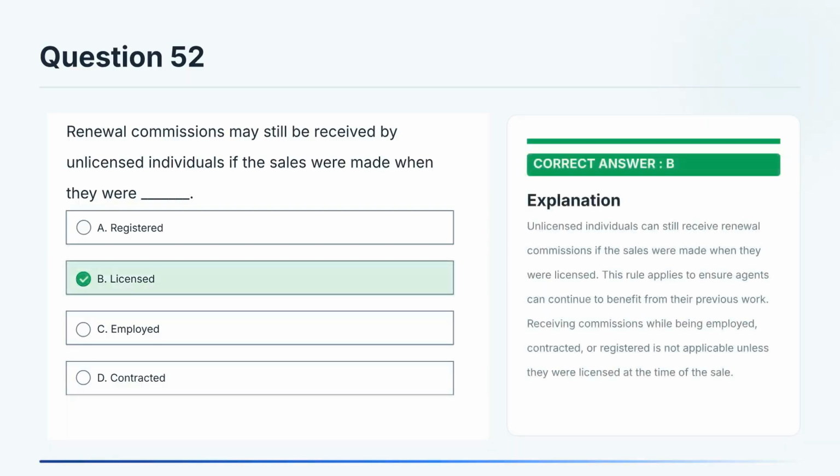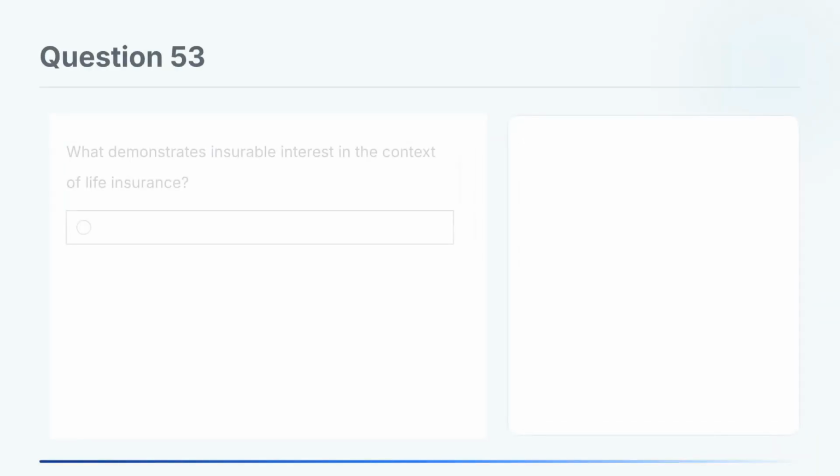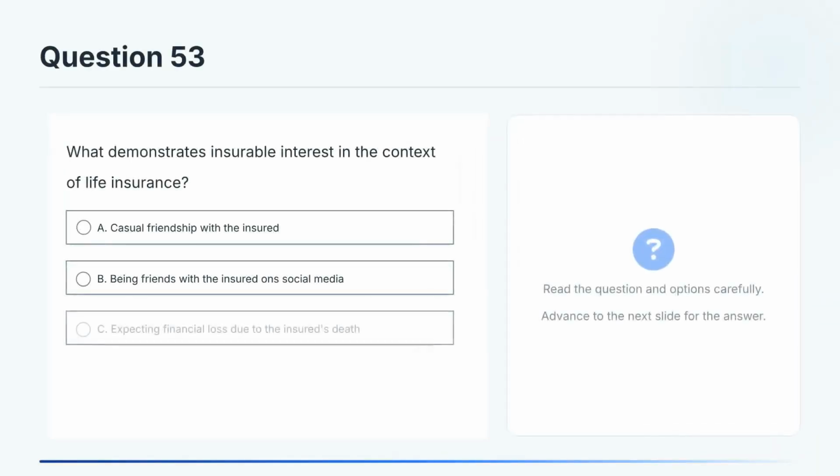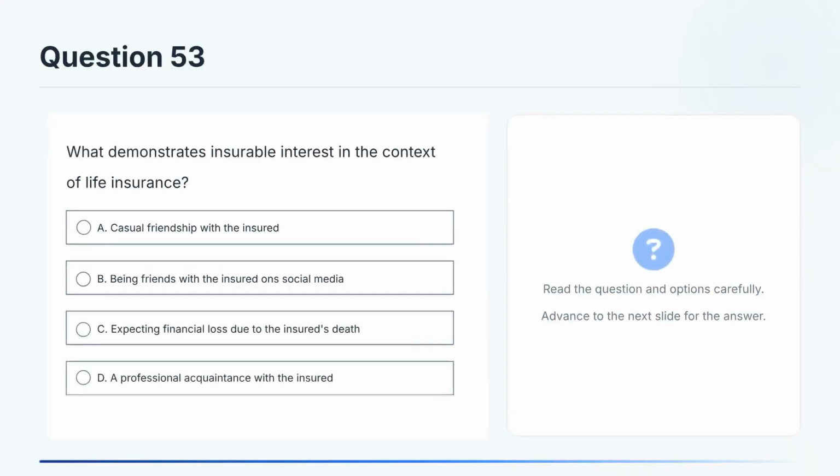The correct choice is B. Licensed. Unlicensed individuals can still receive renewal commissions if the sales were made when they were licensed. This rule applies to ensure agents can continue to benefit from their previous work. Receiving commissions while being employed, contracted, or registered is not applicable unless they were licensed at the time of the sale. Question 53. What demonstrates insurable interest in the context of life insurance?